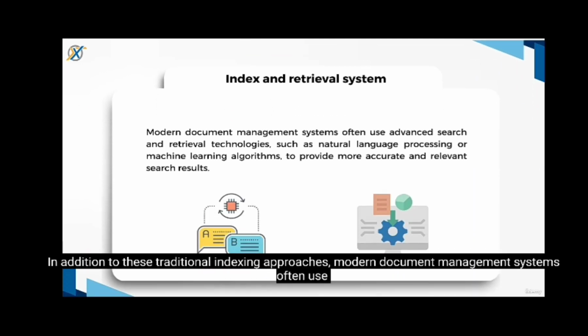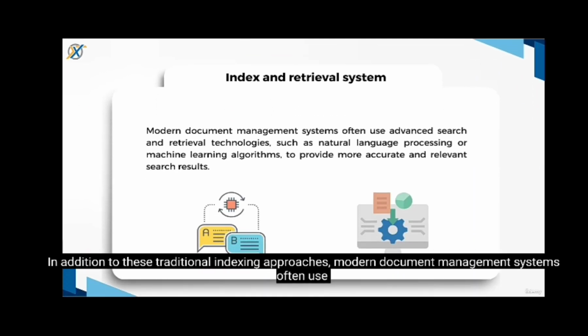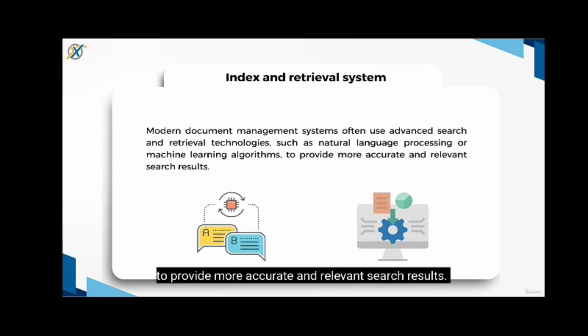In addition to these traditional indexing approaches, modern document management systems often use advanced search and retrieval technologies, such as natural language processing or machine learning algorithms, to provide more accurate and relevant search results.